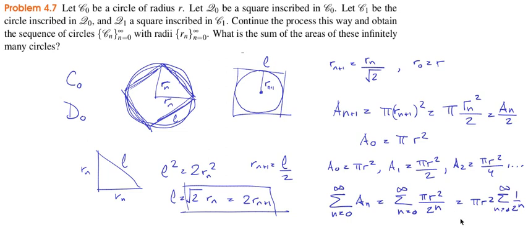So the sum of the areas of the circles that are constructed in this way is 2 pi r squared, where pi r squared is the area of the original circle.